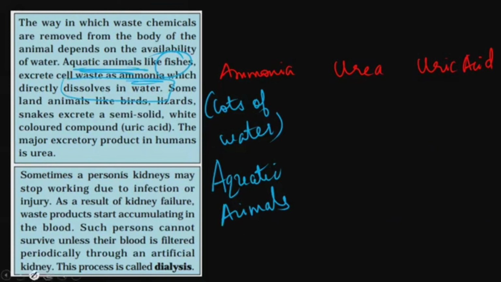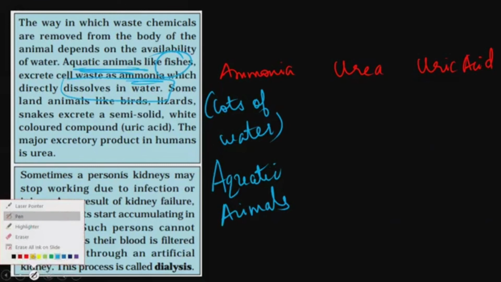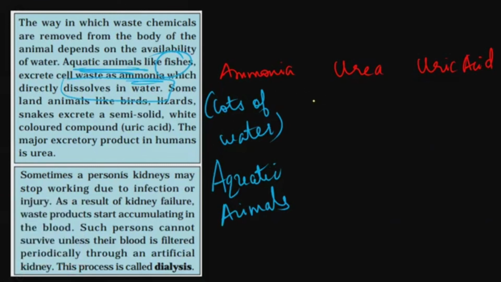Now, moving to urea, it doesn't require so much water. Land animals like birds and lizards excrete uric acid as a semi-solid, like pellets. So they don't need so much water. It's like pellets, right? To avoid water loss. It avoids water loss.